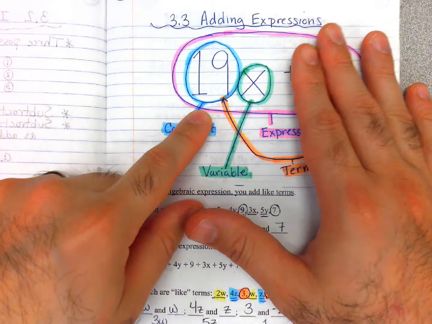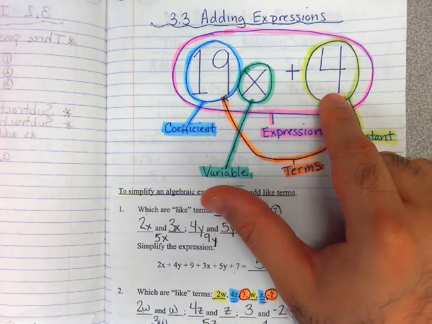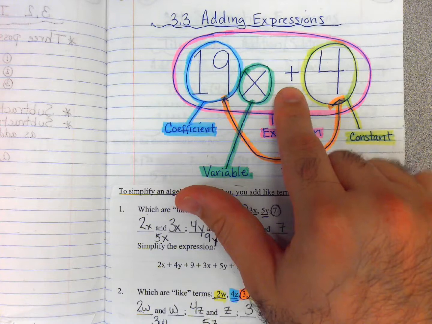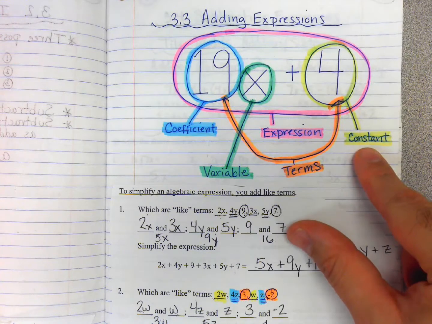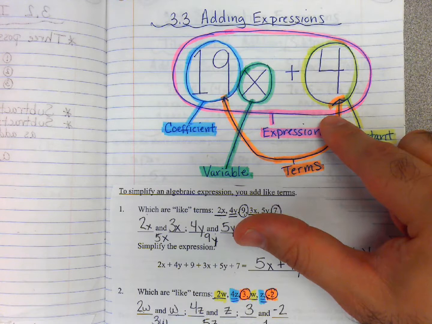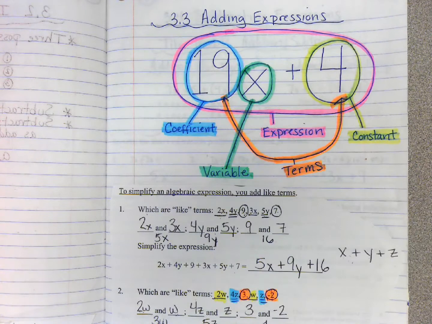And I can also have plus another number or minus another number. This number all by itself, separated by a plus or minus sign, we call our constant. This number all by itself is our constant. And all together, our 19x plus 4 is our expression.